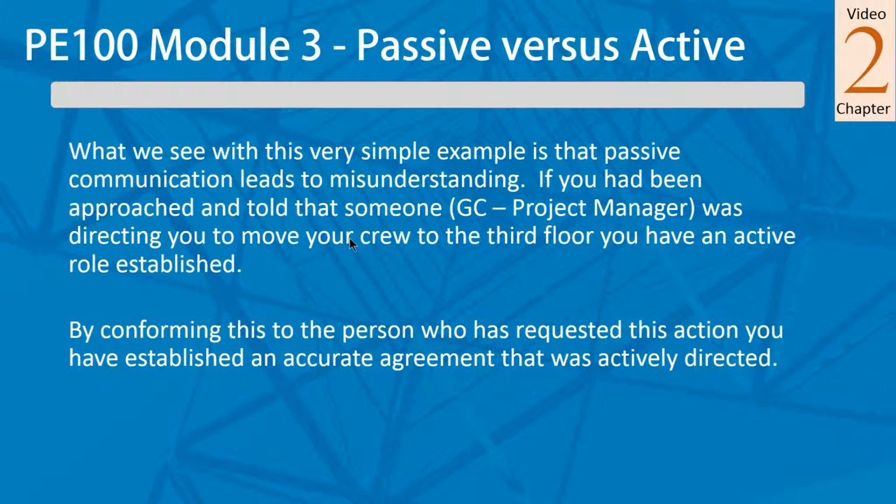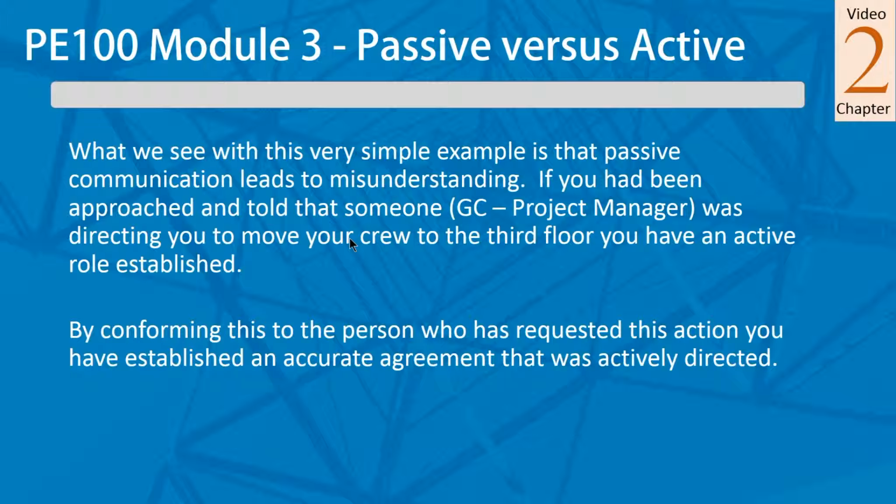If you had been approached and told that someone, meaning the GC, was directing you to move your crew to that third floor, you have an active role established. So if he came to you and said, hey, I'm directing you to move your crews up to the third floor tomorrow so you can finish that tenant work, you'd be okay. That's an active voice. He is asking you to do something.